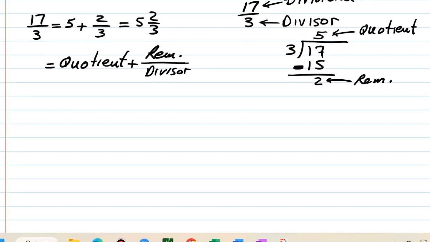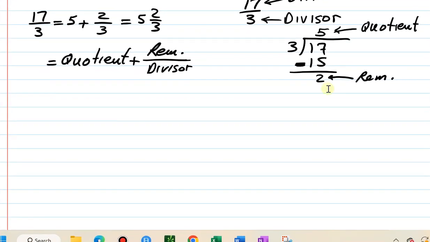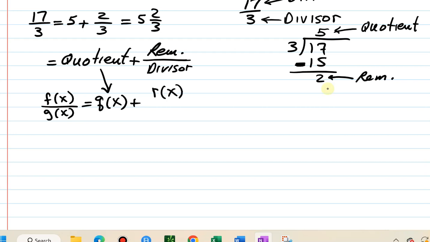Now we want to extend this to algebraic expressions. So in general, suppose I'm doing the division of f of x by g of x. This would again be a dividend over the divisor, and that's going to be a quotient, which we're going to call q of x, plus the remainder, r of x, over the divisor, which is g of x. And again, all these f, g, q, r are going to be algebraic expressions. And there you have it.